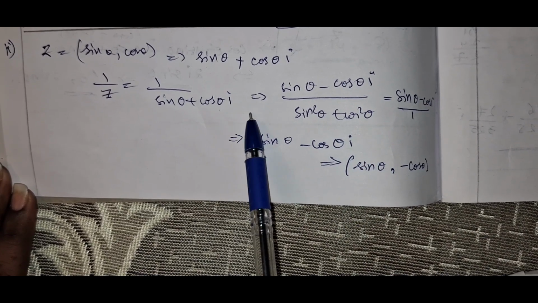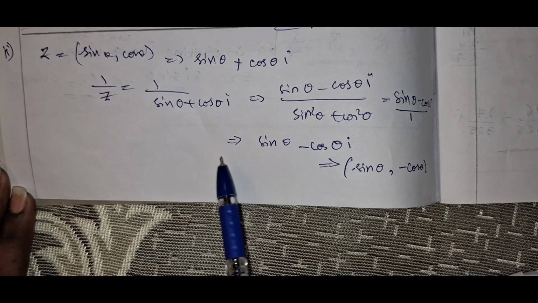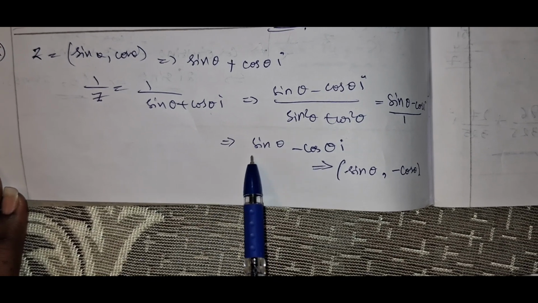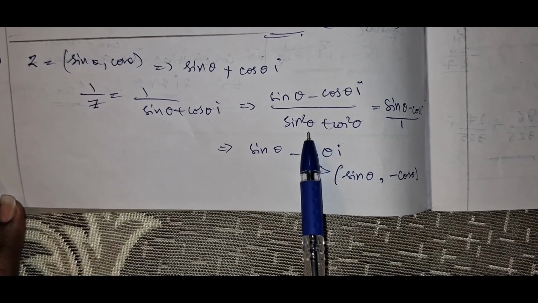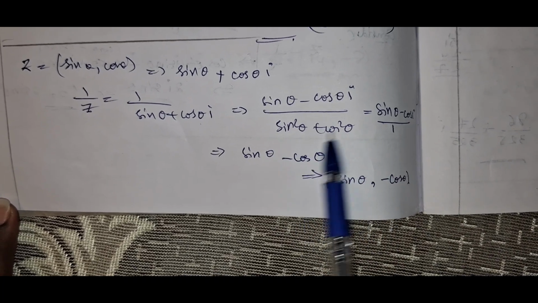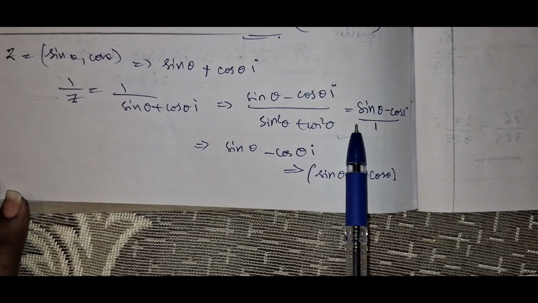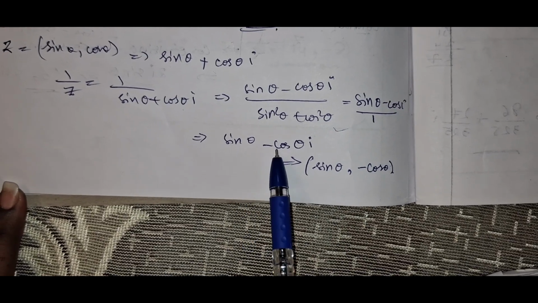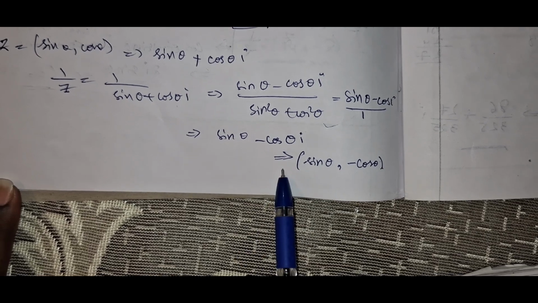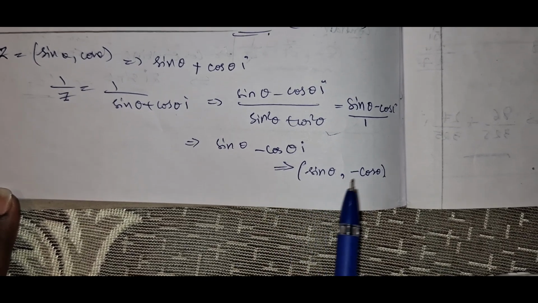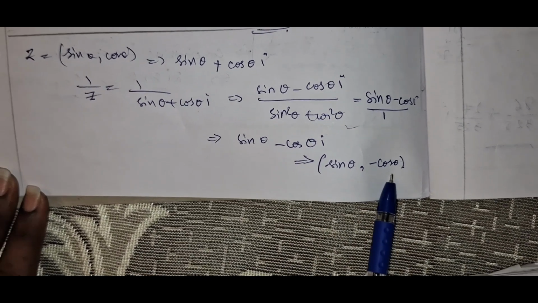Since i square is minus 1, when we write sin square theta minus cos square theta i square, we get this form, that is sin square theta plus cos square theta, whose value is 1. Therefore we get the answer as sin theta minus cos theta i. Therefore, the multiplicative inverse of the given complex number is sin theta, comma, minus cos theta.